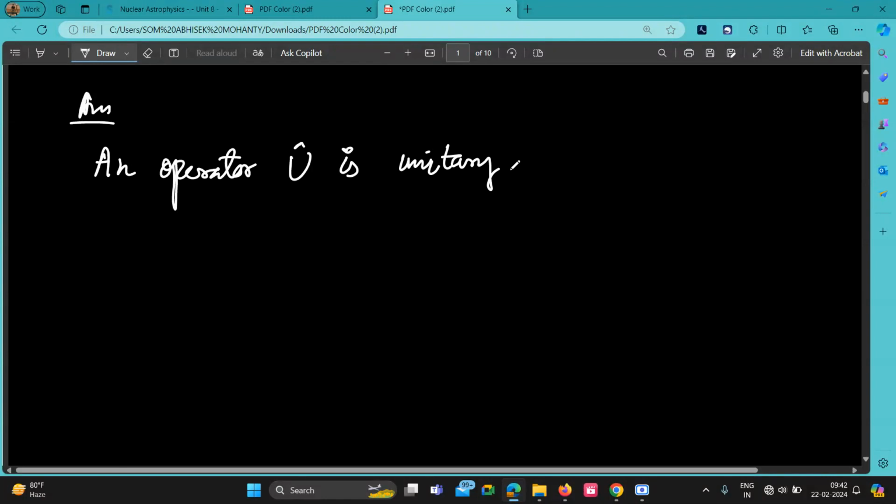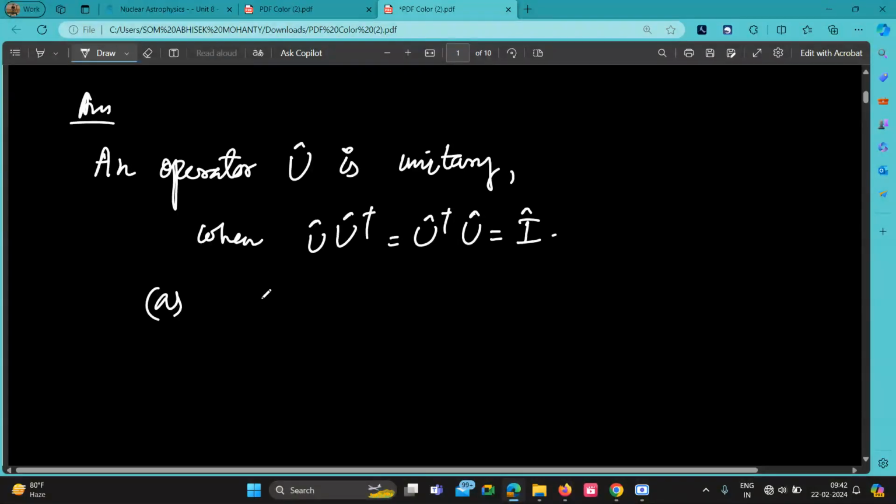So let's solve it. We know an operator U is unitary only when U dagger U is equal to U U dagger, which is equal to I, the unit matrix or unit operation. Let's see the first one: 1 plus iA divided by 1 minus iA. This is the first operator.